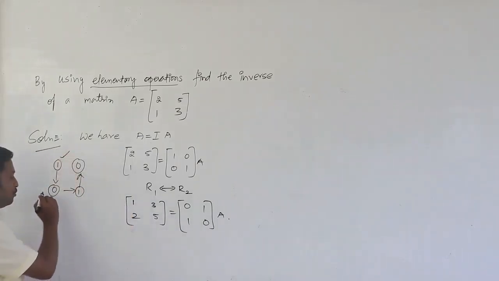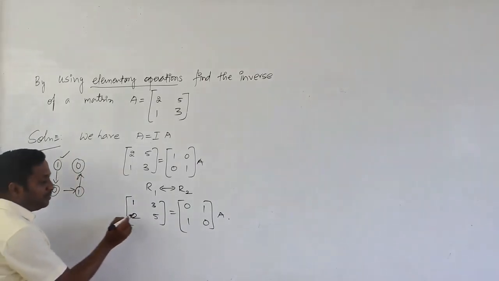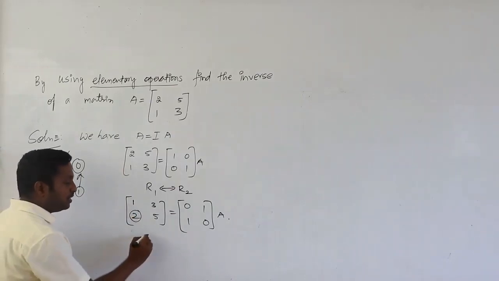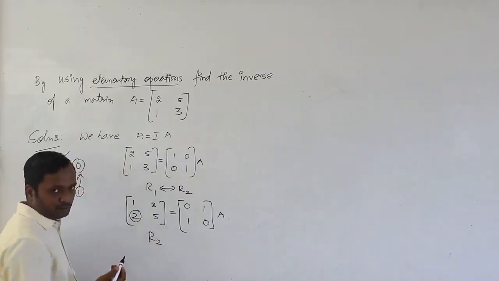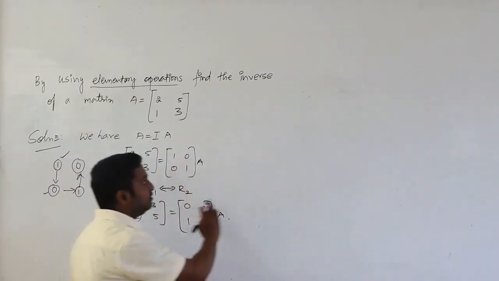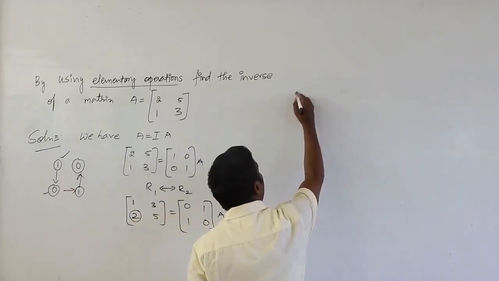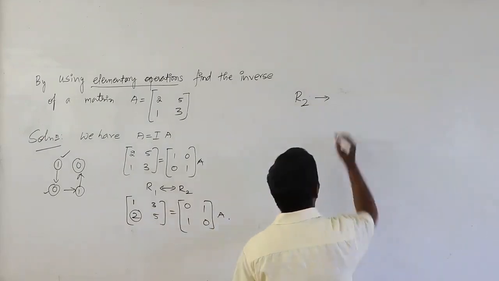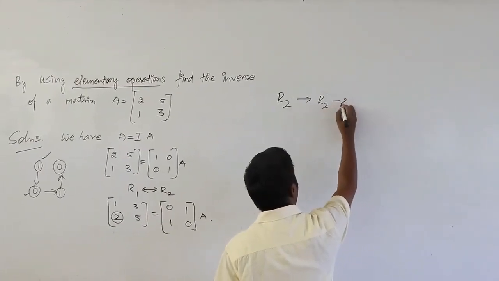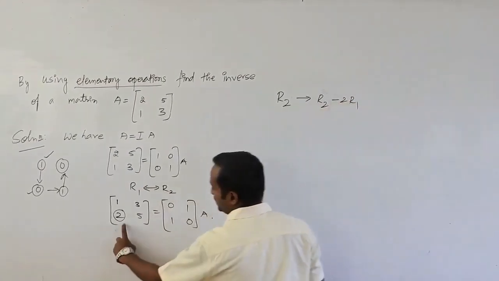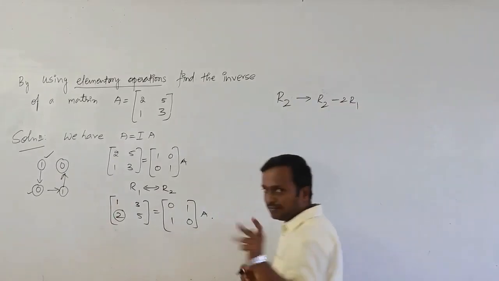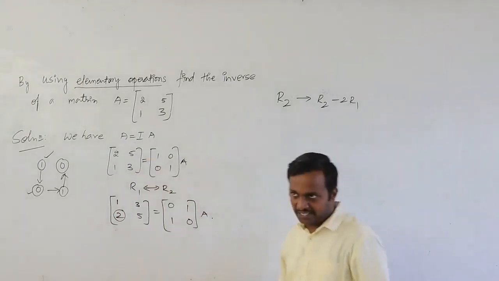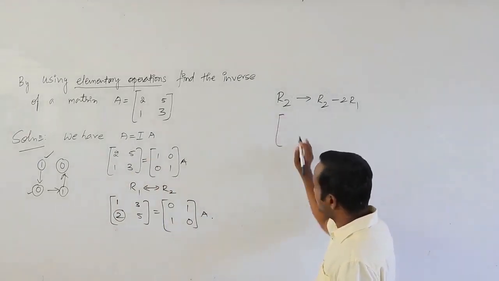Second step, you have to make the element below that 0. Which element has to be 0? 2 has to be 0. 2 is in which position? In R2. R2 must change. R2, you can predict the answer. If it is 2, R2 minus 2 R1. If it is 3, R2 minus 3 R1. I am repeatedly saying that if it is 10, R2 minus 10 R1. Like that. So apply the property here.